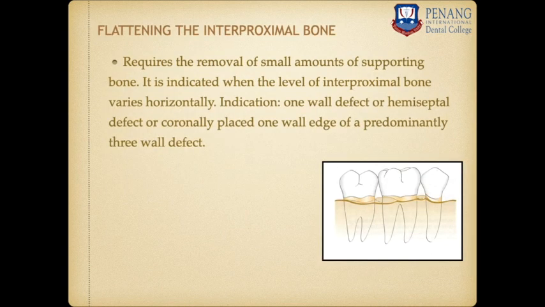Next is your osteectomy procedure. We are going to remove the supporting alveolar bone. The third step is flattening of interproximal bone. We are going to remove the interproximal bone, the supporting alveolar bone. So this requires the removal of a small amount of supporting alveolar bone. It is indicated when the level of interproximal bone varies horizontally, or in a one wall defect or a hemiseptal defect where the other three walls have already been lost, only one wall is hanging. So we are going to cut that wall and make it flat, either flat or into a positive architecture.